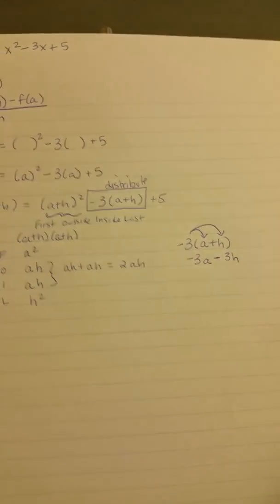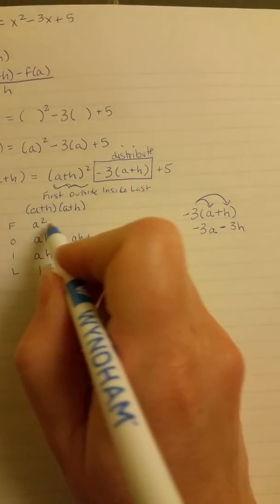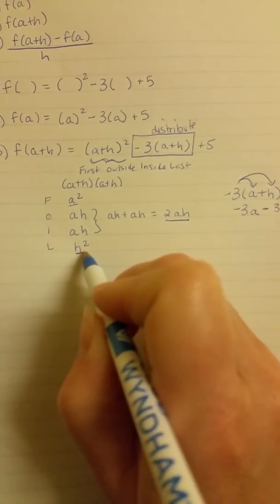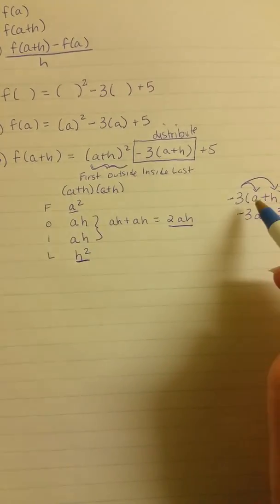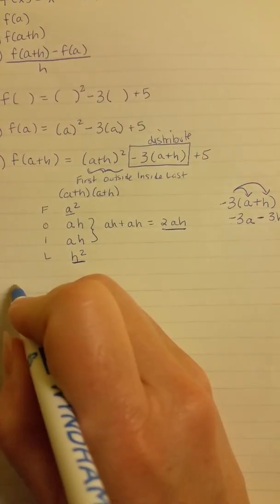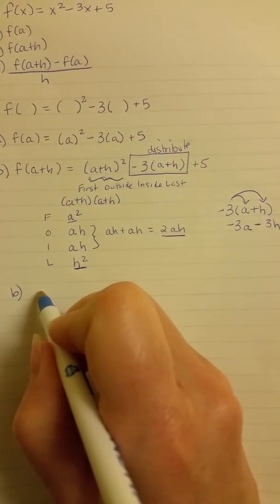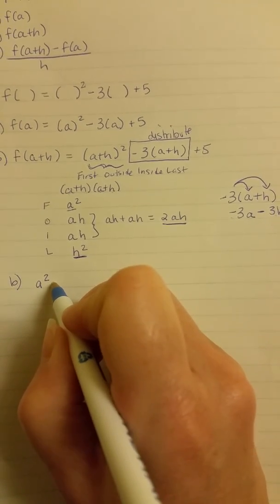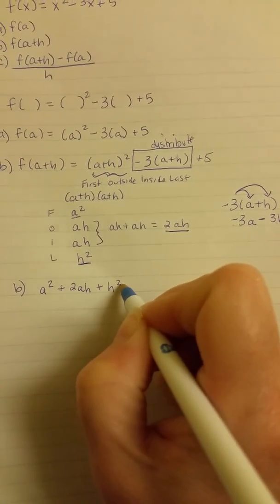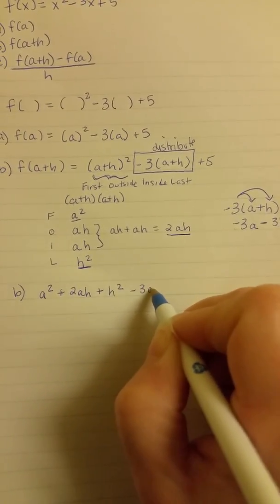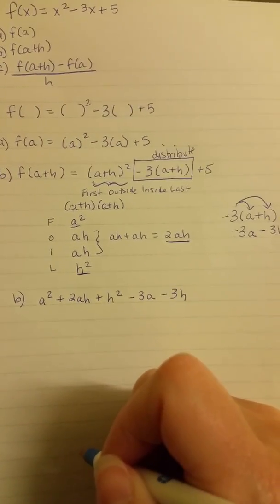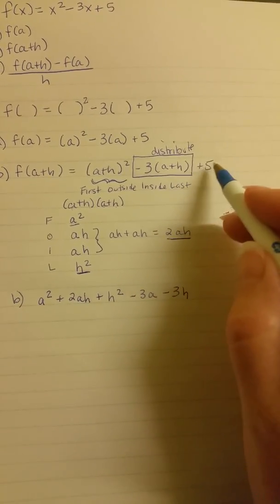So then for part B, I'm going to rewrite everything that I did. I've got A squared plus 2AH plus H squared. That's this guy. And then I've got negative 3A and minus 3H, which is this guy. And then I've got my plus 5. So for part B, I'm going to do A squared plus 2AH plus H squared minus 3A minus 3H. And now that's that part. And then I have plus 5.